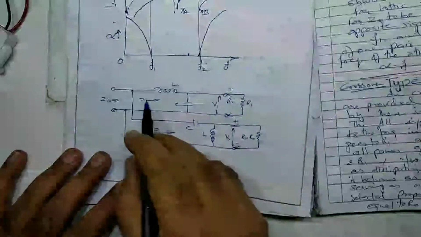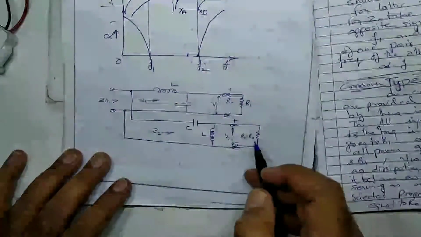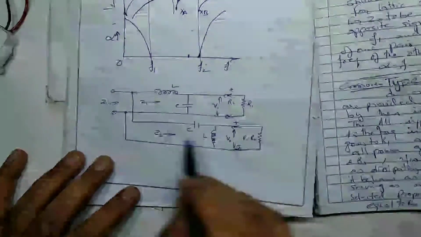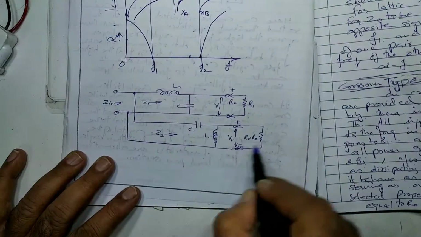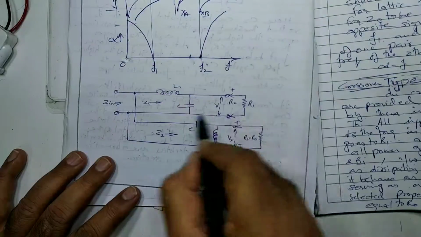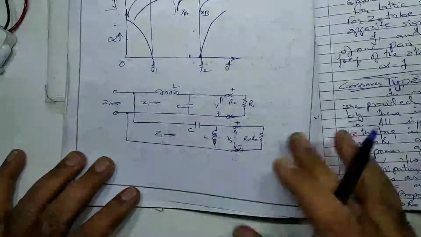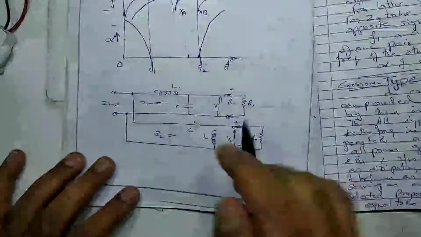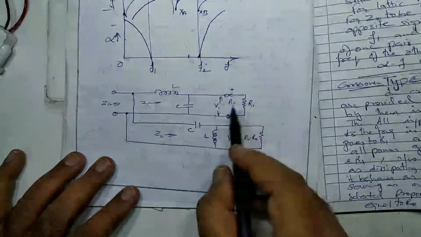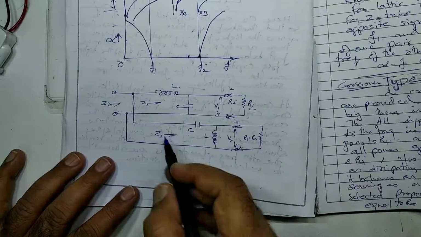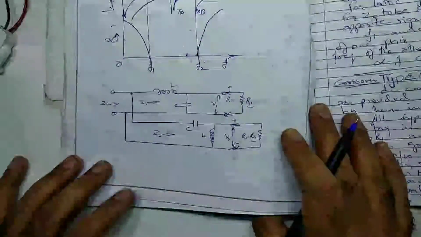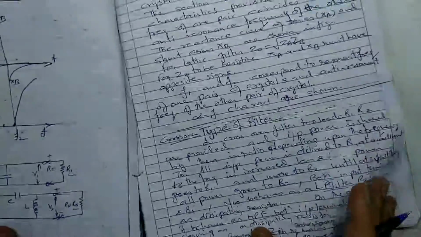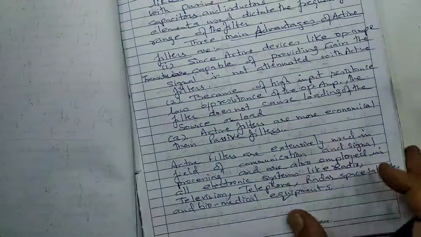Now we can see this is the crossover filter. This section behaves as a low pass filter and the upper section behaves as a high pass filter. So all the high frequencies pass through to R1 in this case, and all the low frequencies pass over to R0 in the lower case.